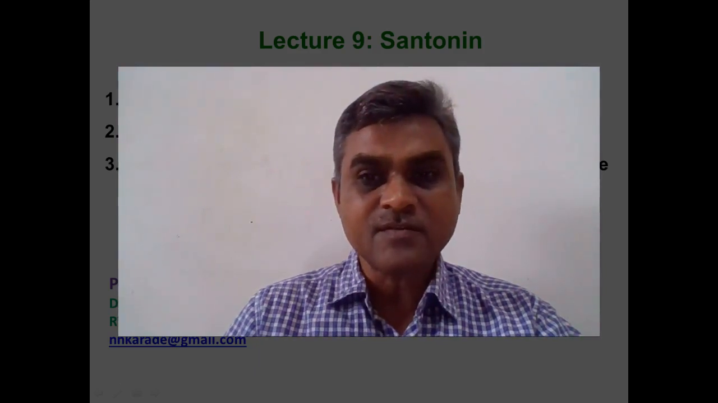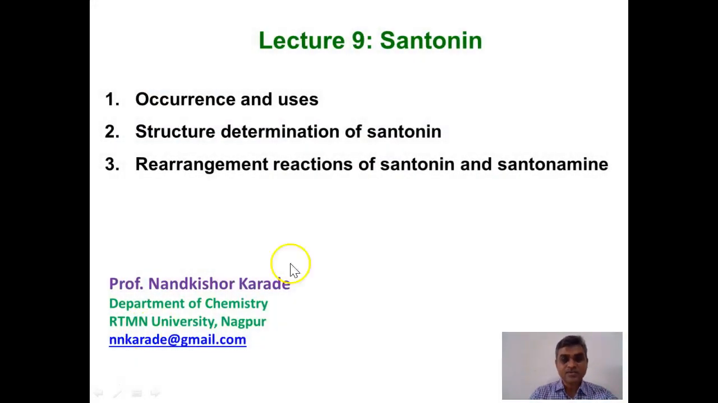We'll discuss the chemistry of Santonin in very detail. First of all, we will see the occurrence as well as uses of Santonin. We will discuss the structure of Santonin on the basis of chemical methods of analysis. Santonin and santonamide undergo very interesting rearrangement reactions. It shows Wagner-Meerwein rearrangement as well as a dienone-phenol rearrangement. So we will discuss these two reactions in detail.